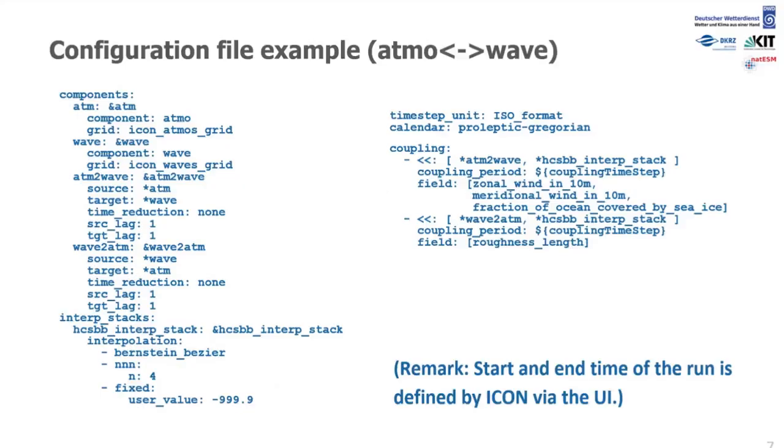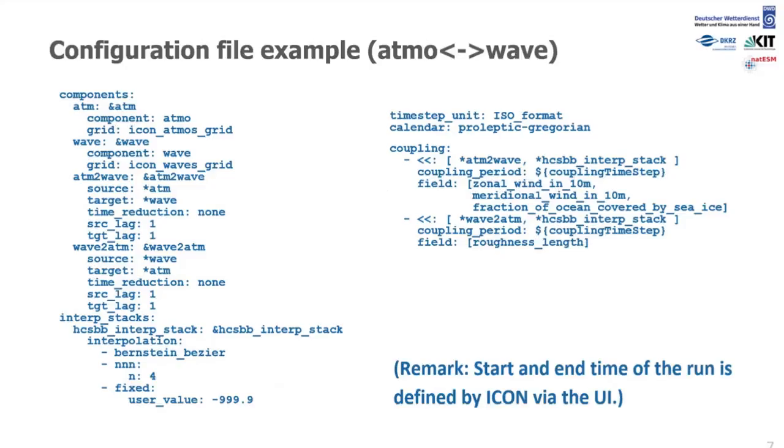And then we define here an interpolation stack. It starts with a polynomial interpolation followed by a nearest neighbor. And if anything else is left, it will get assigned a value of minus 999.9.